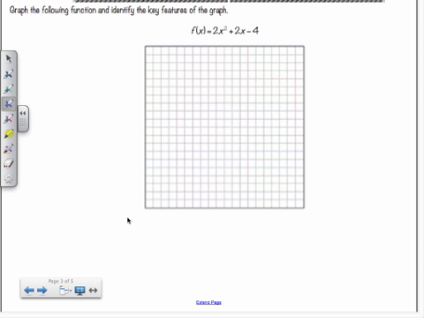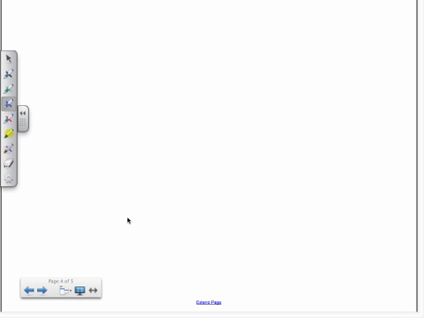All right, so in order to be able to answer the questions on the bottom of my paper, I need to be able to graph the following function and identify the key features of the graph. So remember, the 4 key features that we want are the roots, the axis of symmetry, the vertex, and the y-intercept. So the first thing I'm going to do is find the roots.